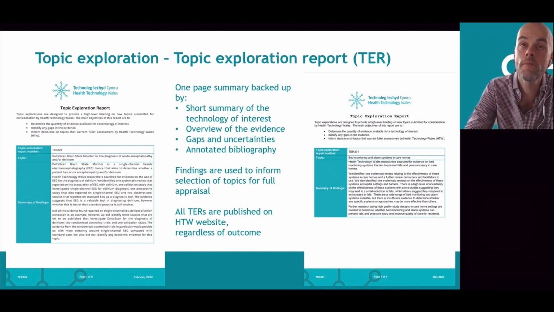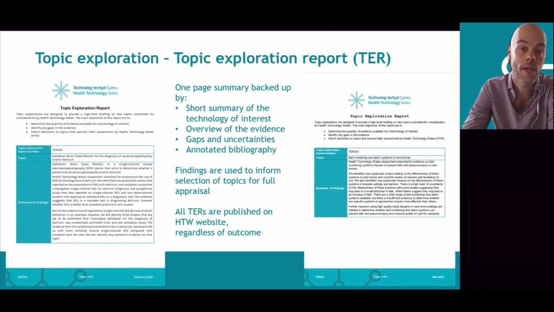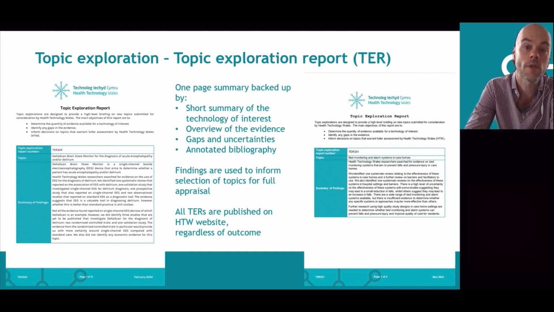So there's a couple of examples here, and you can find lots more on our website. There's a link at the end of these slides where you can find our library of these. These reports are typically a handful of pages long, perhaps 10 at the most. They start with a one-page summary, then there's a short summary of what we know about the technology of interest and what it does and how it aims to address a problem in health and care. We then provide an overview of the evidence we found, any gaps and uncertainties in that evidence, and there's then an annotated bibliography at the back of the report for people who want to go away and look at the sources themselves in more detail.